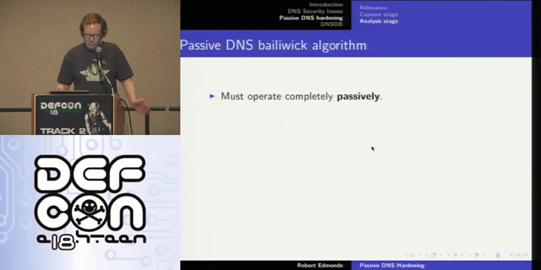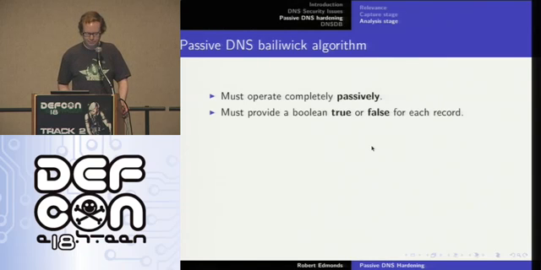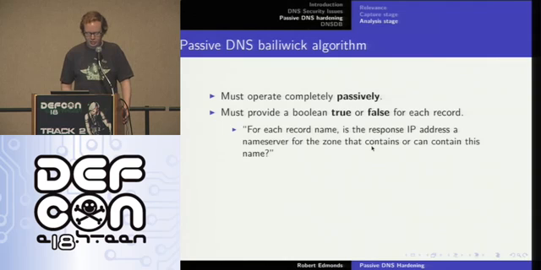So we have to develop an algorithm that operates entirely passively. It's not allowed to make any inquiries of its own. It has to passively process each message and tell us for each record name in the response whether the IP address that sent us this response is really allowed to assert knowledge for that name. And this algorithm must provide a true or false value. It can't be a heuristic. We can tolerate a small number of false negatives if we have incomplete knowledge. We cannot tolerate any false positives.